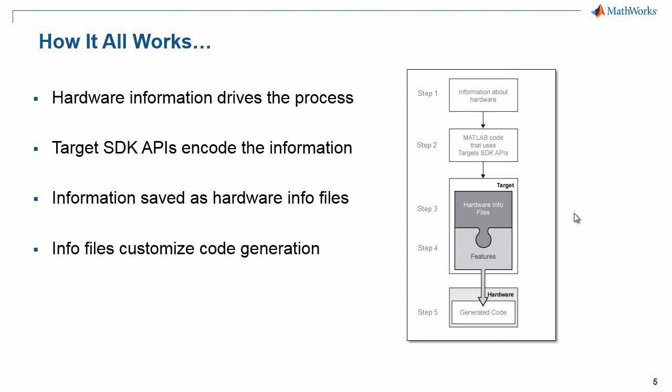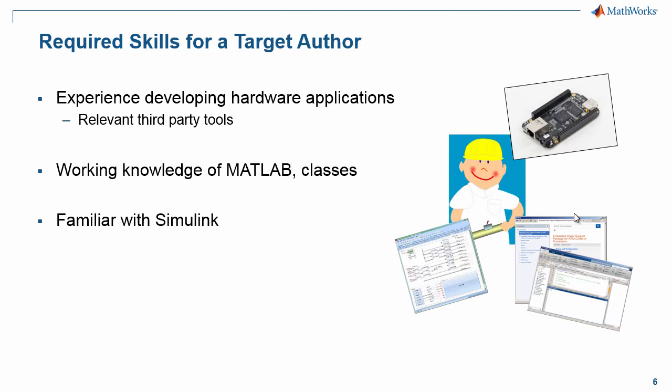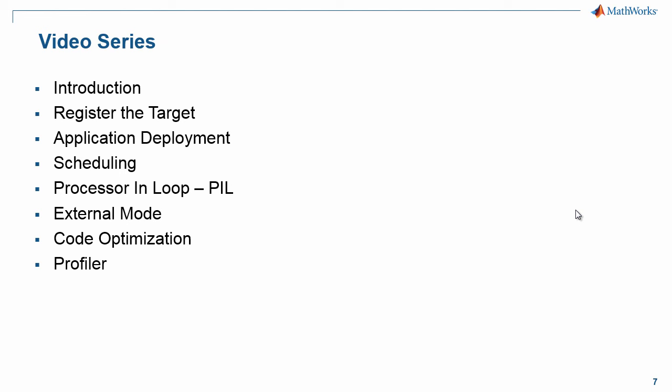Now, before we get started, let's make sure we understand what a typical target author looks like. The target author brings expertise on the hardware platform and the related toolchain. The toolchain includes tools like compilers, linkers, and so on. With that, if you have working knowledge of classes in MATLAB and are familiar with Simulink, then you're ready to go. Rest of the videos in this series are hands-on tutorials to build an embedded coder target for BeagleBone Black.